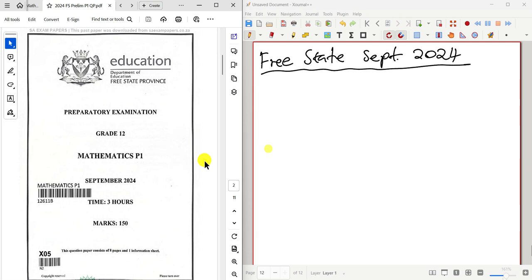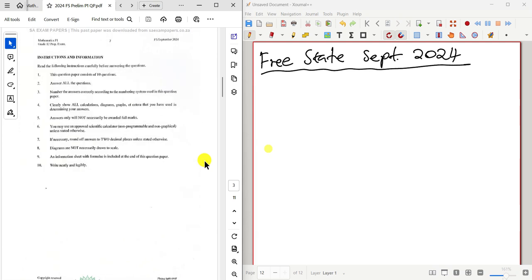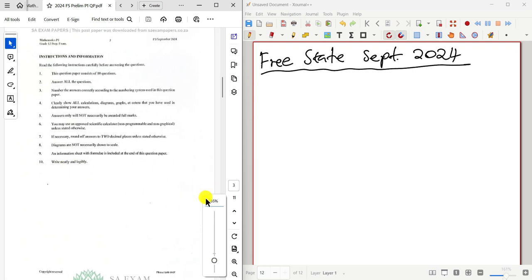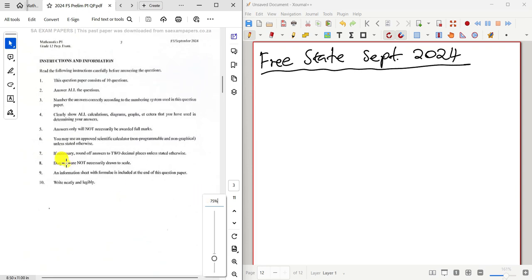Remember, S is the norm. We like reading instructions. I'm sorry if the writing is not that visible. I'll try to zoom this a bit and make it 75 perhaps. Okay.